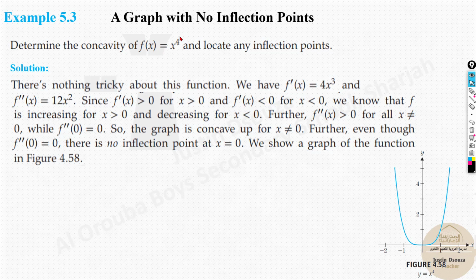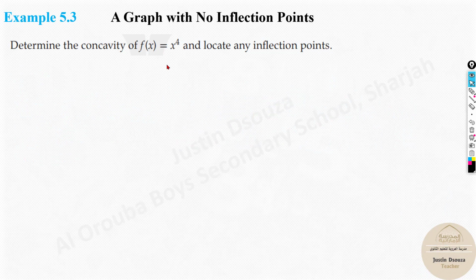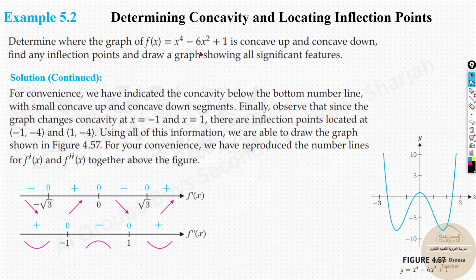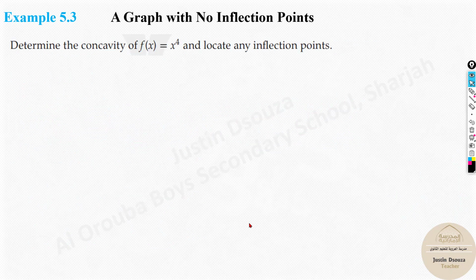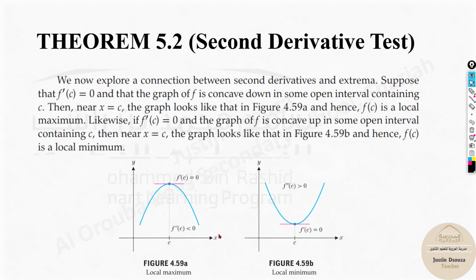If it's a simple graph, you can easily understand how the graph looks. But in the previous problem, where the graph was a bit complicated, it's not easy to understand without a graphing calculator or this particular method where you need the number line for both the first derivative and second derivative. Now there is one more bit of information. Wherever there is a concaving downward graph, there will be a local maximum, whereas if it's concaving upwards, there will be a minimum. You can see this in the figures, and you can see the minimum and maximum.